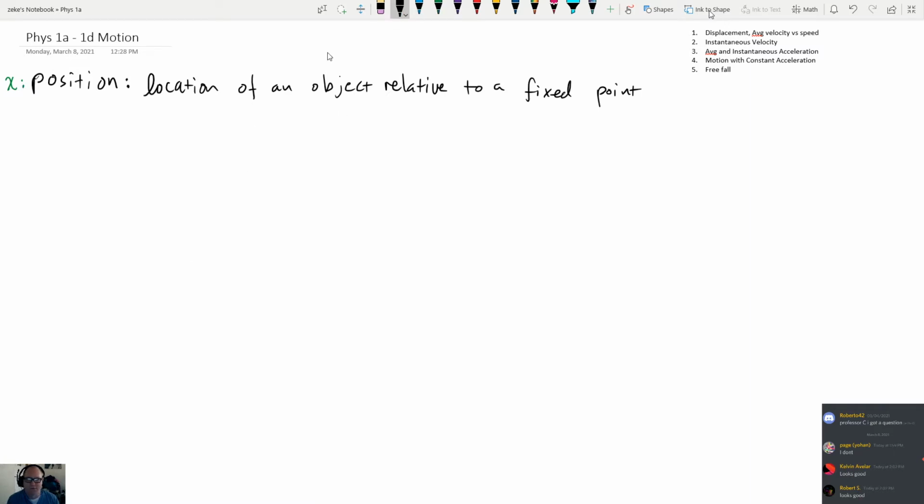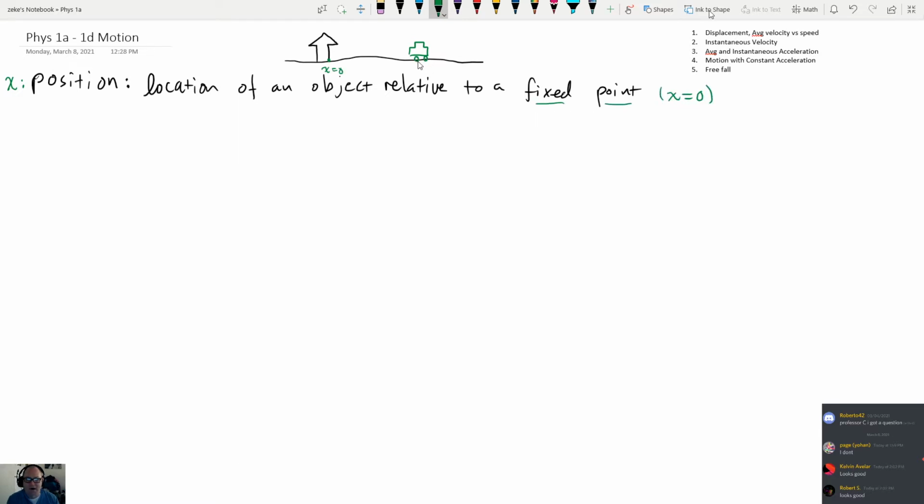Okay, so for example, let's say this is the ground, and let's say you have some kind of a house right here, and let's say you want to define the location of some car or something like that. So you've got a car right here that's just left the house. Then you pick a point, like maybe this point right here, and you define that point to be x equal to 0. That's going to be your fixed point. That's what we call x equal to 0.